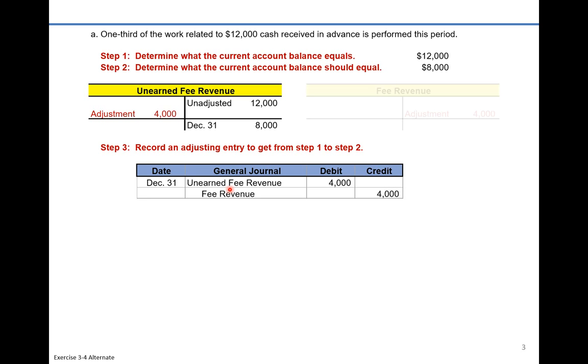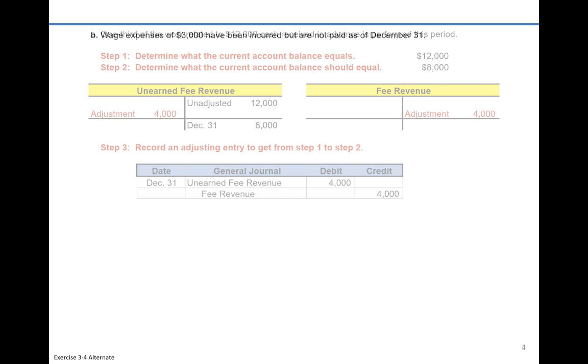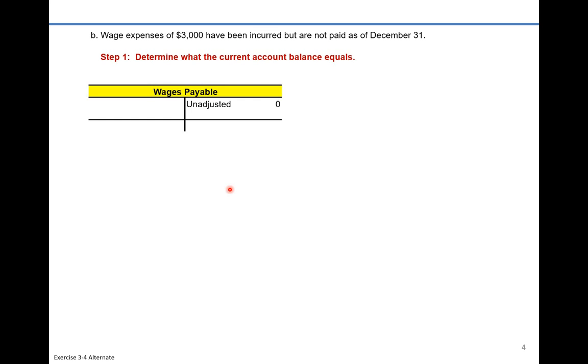Let's move on to B. Wages expense of 3,000 has been incurred but not paid as of December 31st. So step one, determine what the account balance equals. Well, is there anything in wages payable? No, there's 0 in wages payable right now.